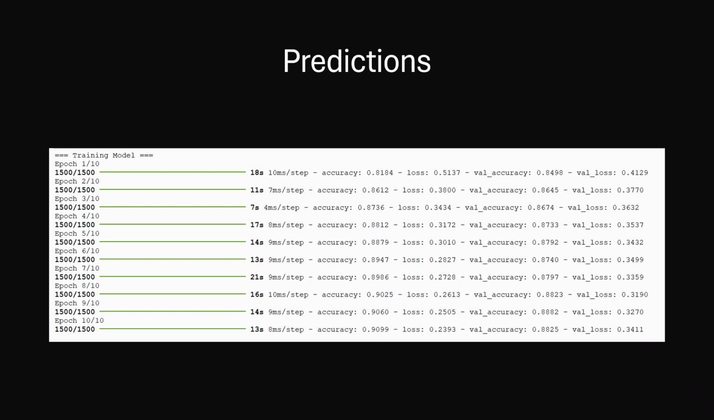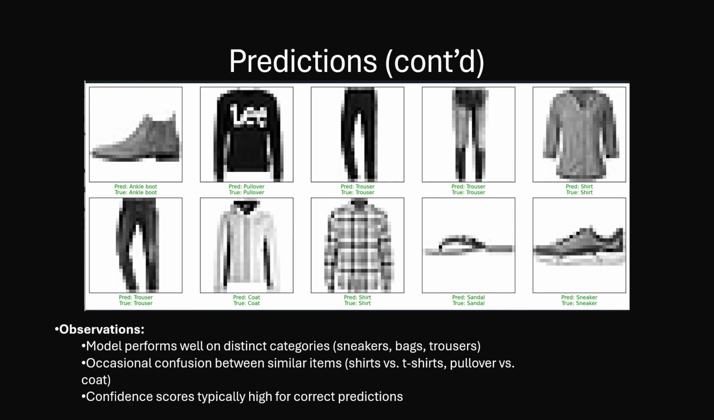Here are the 10 outputs for the epochs. For predictions, and then for more predictions, I just included 10 sample images that get output when you run the code.